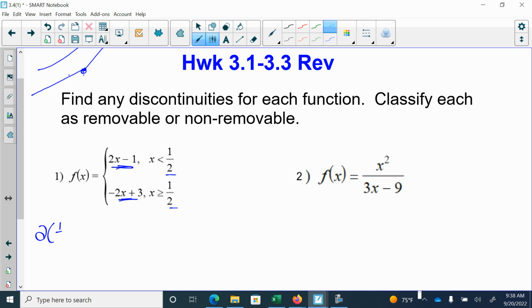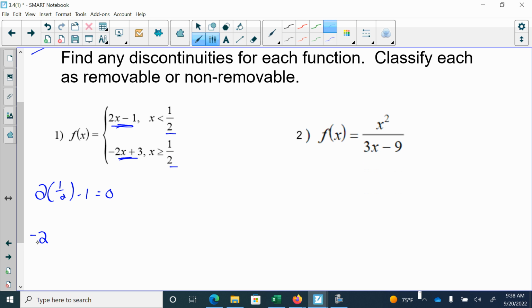So 2 times 1/2 minus 1. So that'd be 1 minus 1, and I get 0. Good? And then I have negative 2 times 1/2 plus 3. So this is negative 1 plus 3, so this would be 1. Since these are not the same number, then what happens? Is it continuous or discontinuous? It's discontinuous.